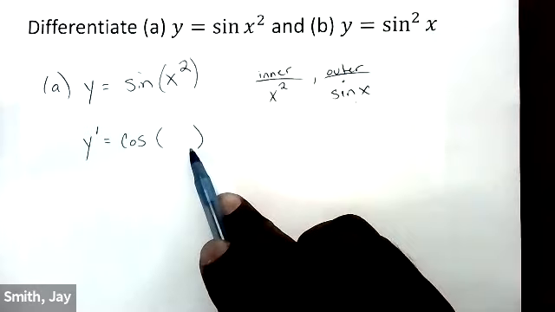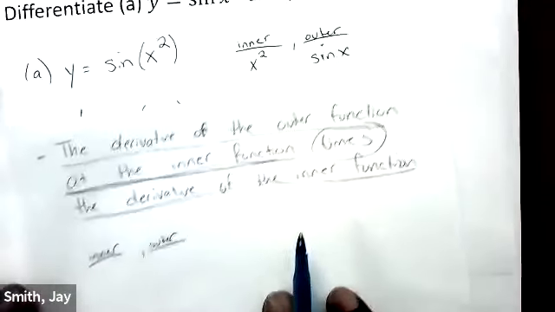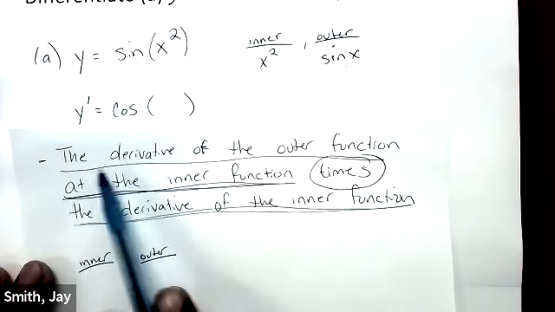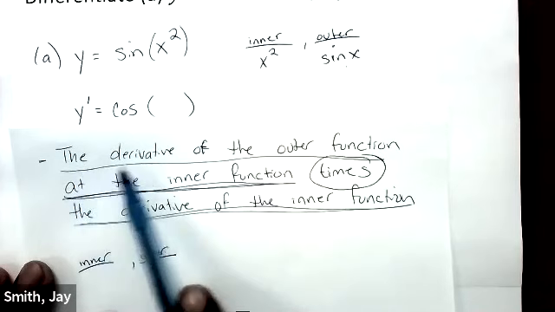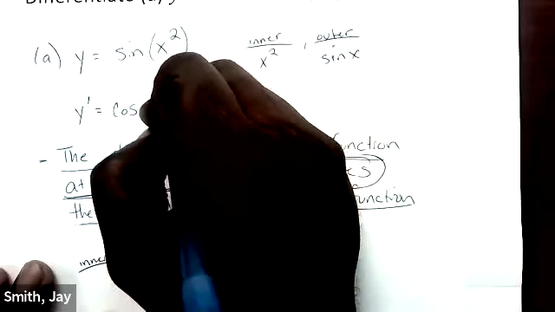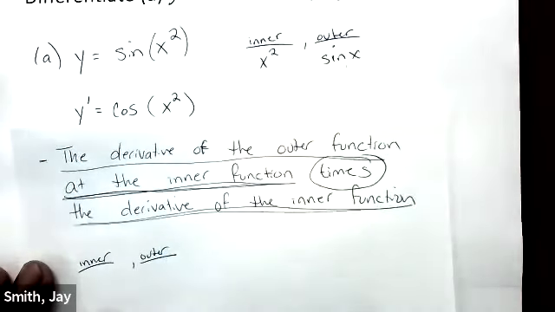Note that I'm not putting an x here, I'm leaving parentheses because we're gonna have to fill it with our inner function again. In the shorthand definition, the derivative of the outer function at the inner function just simply means what was inside the parentheses, but inside the parentheses again. So here my inner function was x squared. So I'm gonna put x squared inside.